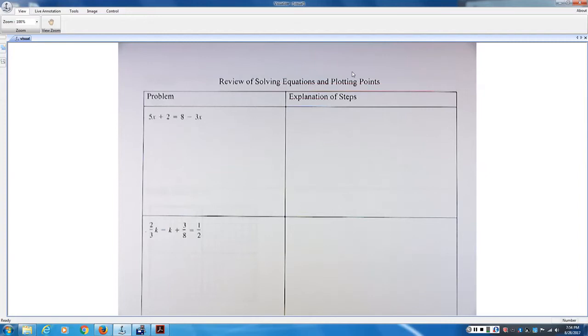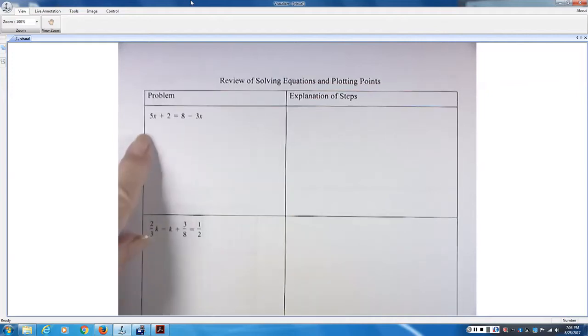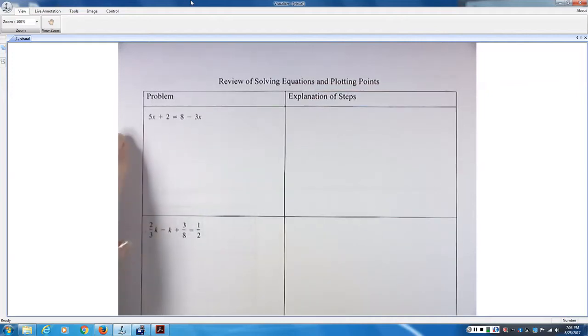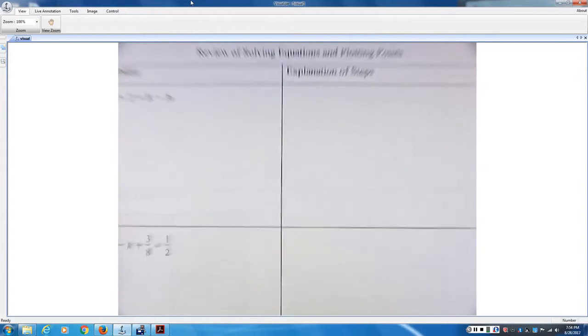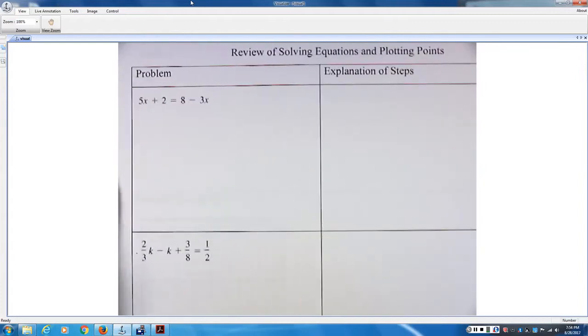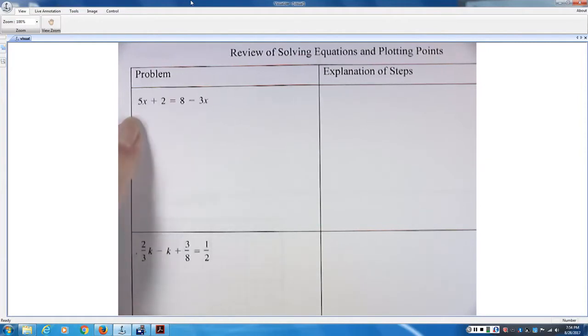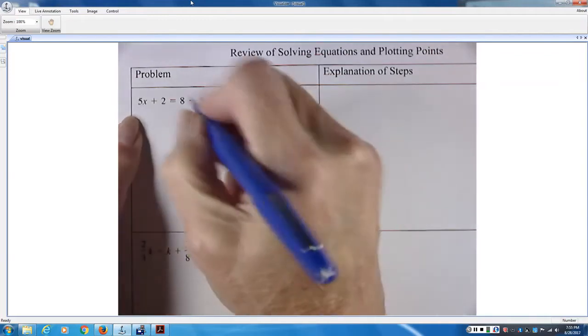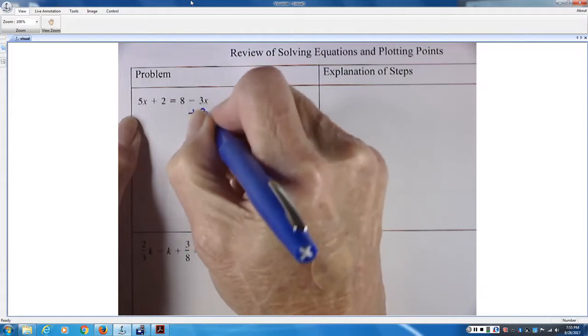Okay. First thing we're going to review is solving equations and plotting some points. Now, I printed these out this way because this is a good way to take notes. Here's your first problem: 5x plus 2 is equal to 8 minus 3x. I can slide this back and forth, but this way you'll be able to see it better. The first thing I'm going to do is get all of the x terms on one side and all the constant terms on the other side. So I'm going to move that 3x to the other side.